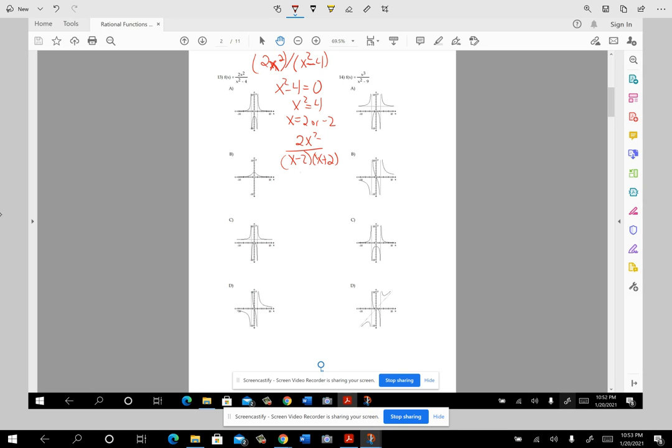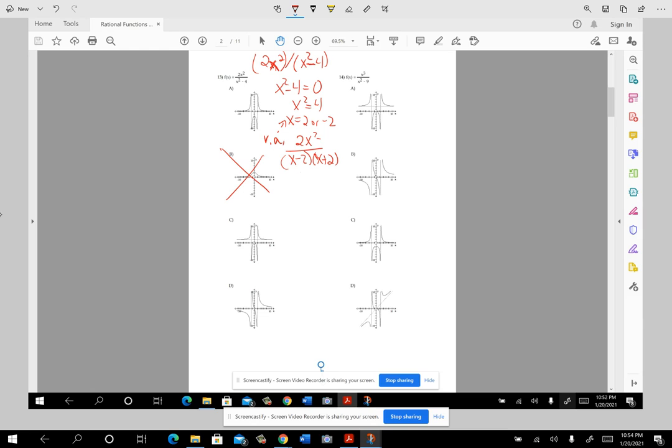And then do you see how there's not a factor of x minus 2 or x plus 2 on top? So you can't eliminate the problem. That's why both of these are going to be vertical asymptotes. They're not just going to be holes. So you should have on this one vertical asymptotes at 2 and negative 2, which means B is out. But then it's either going to be A, C, or D.